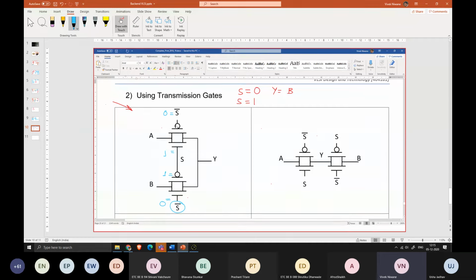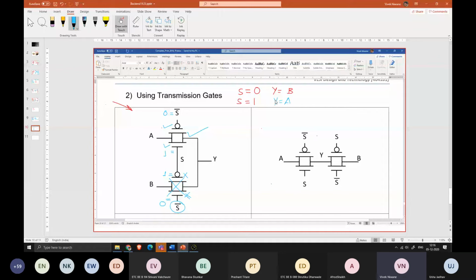Now 0 is connected to the gate terminal of the PMOS, so this PMOS is on. 1 is connected to the gate terminal of the NMOS, so this NMOS is on. Therefore, this complete transmission gate is on. 1 is connected to the gate terminal of this PMOS, so it is off. 0 is connected to the gate terminal of this NMOS, so it is off. So this complete transmission gate is off. Therefore, we can say that here we will have Y is equal to A. So after analyzing the schematic, we came to know that this schematic behaves like a 2:1 mux.